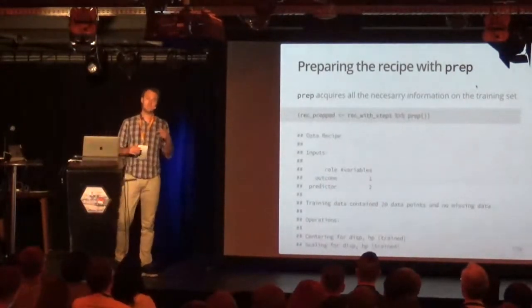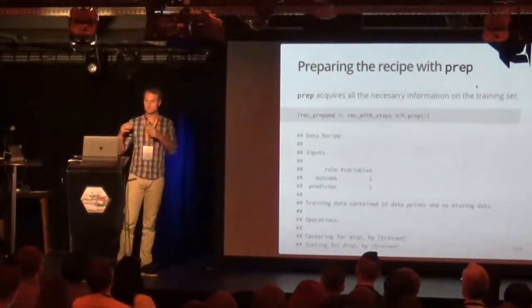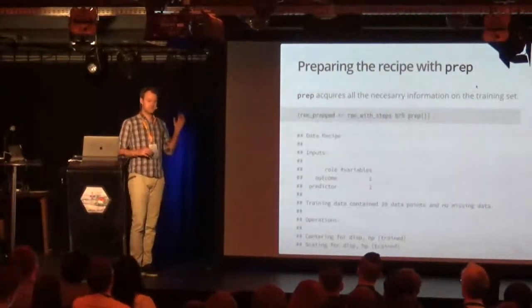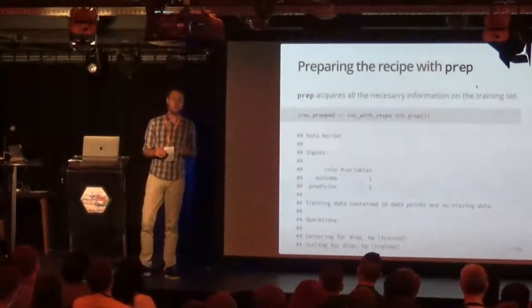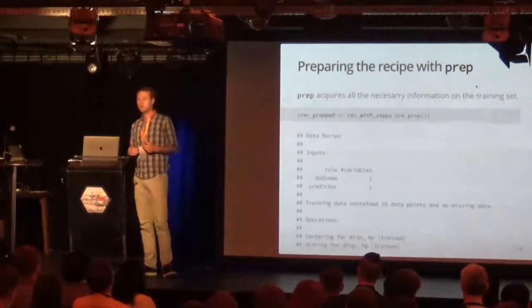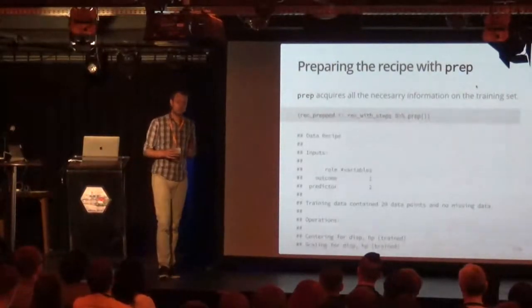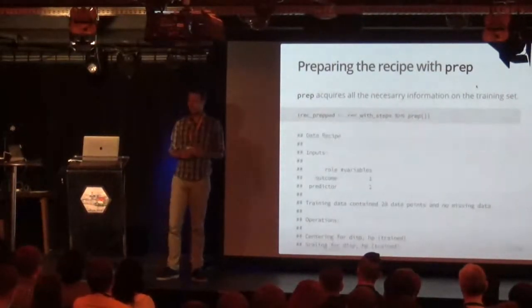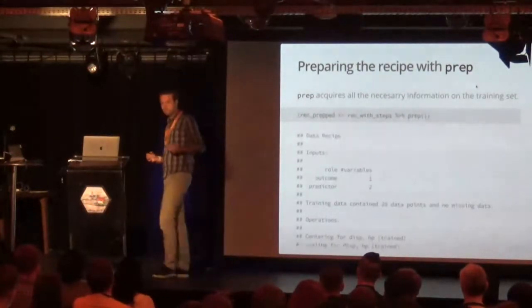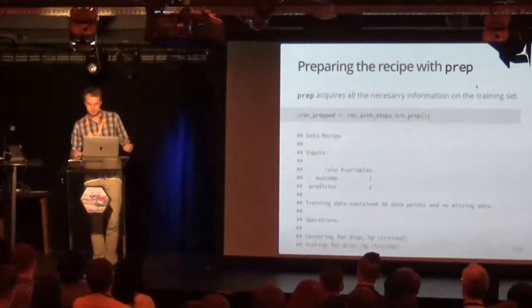So you don't want to estimate the mean and the standard deviation on the test set. You want to use the standard deviation and the mean that were learned on the train set. So the data you're going to feed into your algorithm is prepared in the exact same way on both train and test.